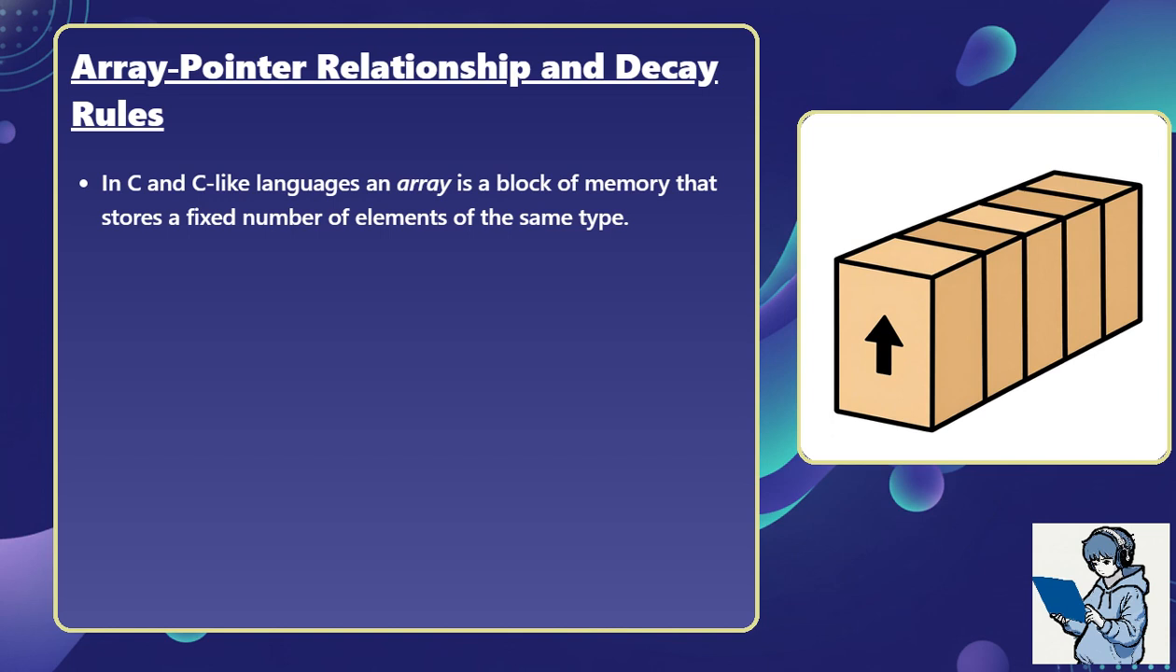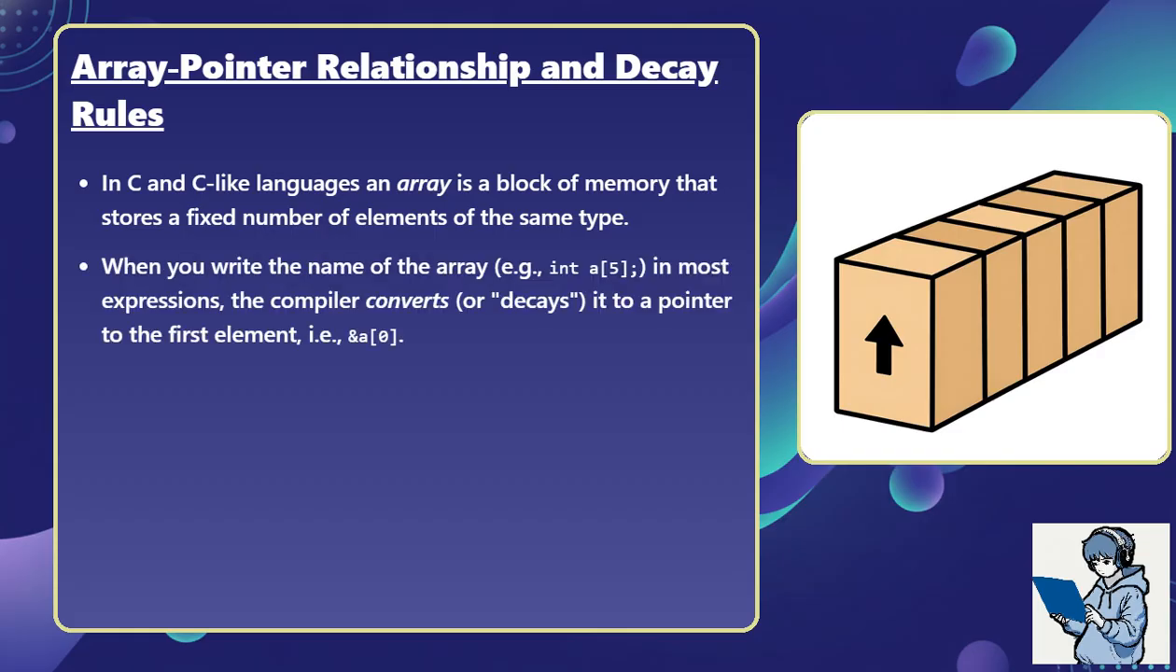In C and C-like languages, an array is a block of memory that stores a fixed number of elements of the same type. When you write the name of the array, for example int a[5], in most expressions the compiler converts, or decays, it to a pointer to the first element. That is &a[0]. This is called the decay rule.